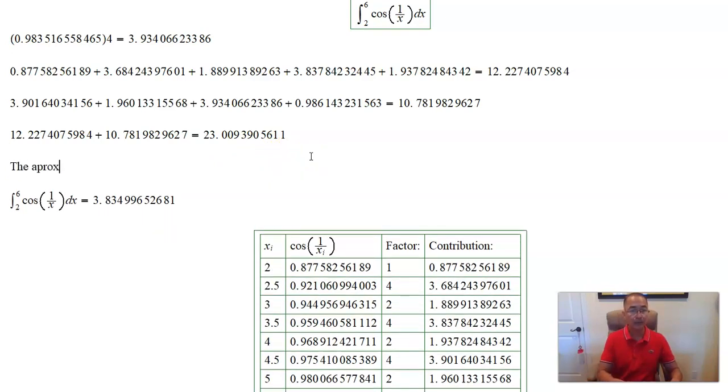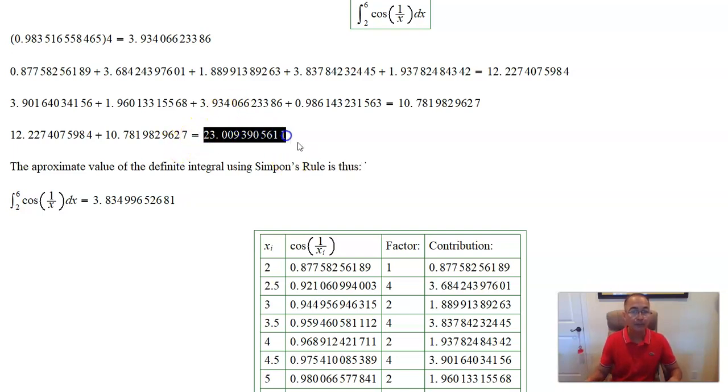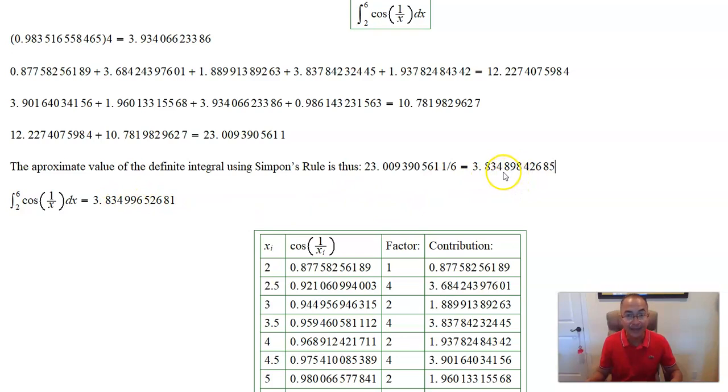So the approximate value of the definite integral using Simpson's rule is thus, we'll take this and we'll divide by 6. Okay, and we get 3.83498. I'm sorry, 89. 83489, 83499. Okay, so this 8 differs from this 9.